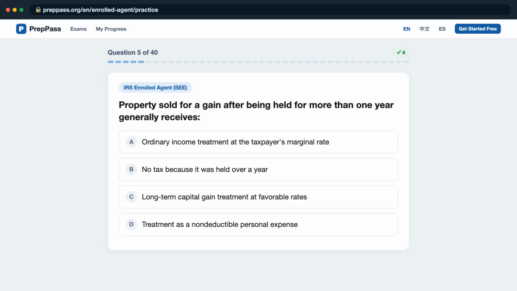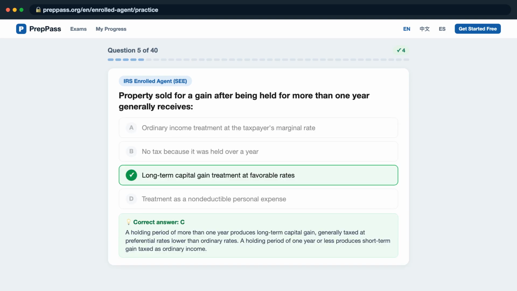Question 5. Property sold for a gain after being held for more than 1 year generally receives, is it A, ordinary income treatment at the taxpayer's marginal rate? B, no tax because it was held over a year? C, long-term capital gain treatment at favorable rates? D, treatment as a non-deductible personal expense? The correct answer is C.